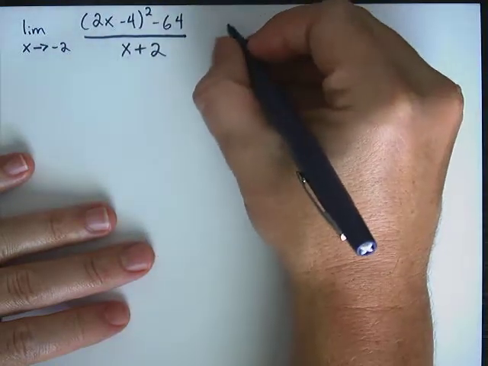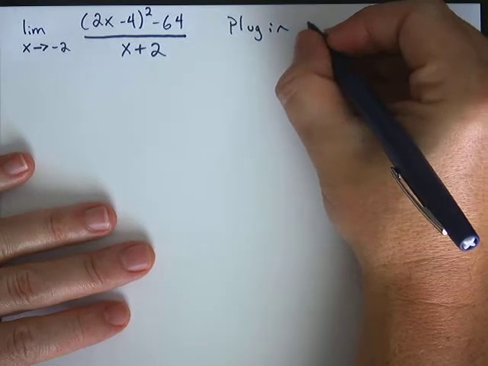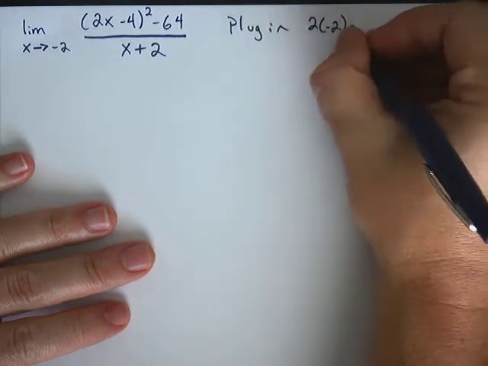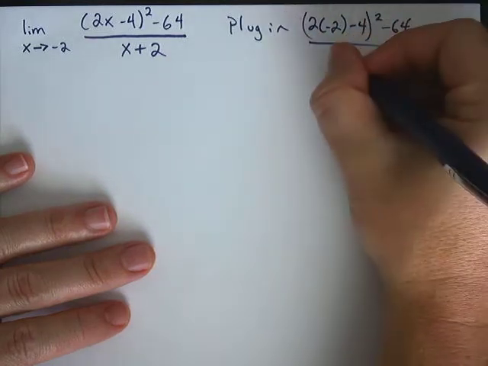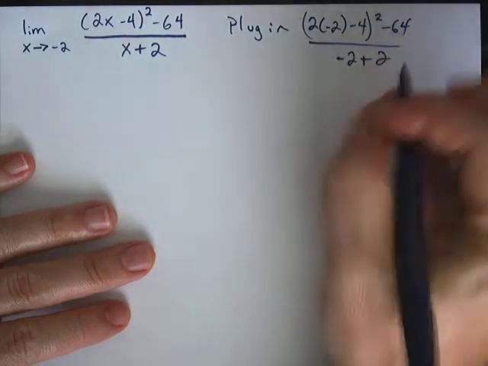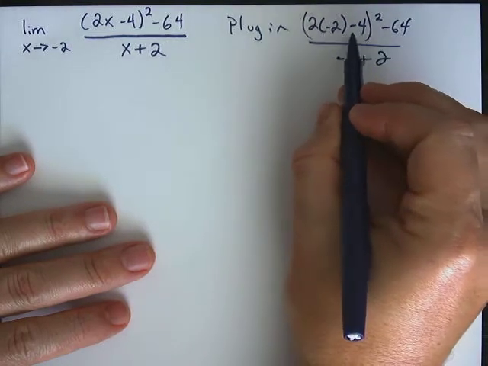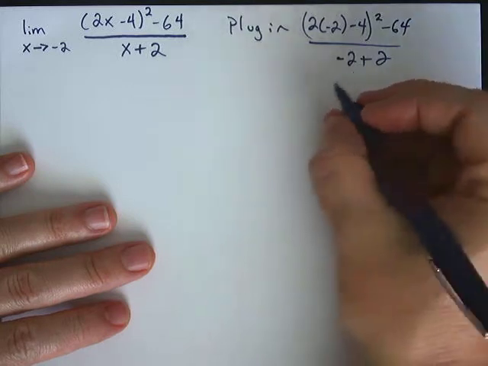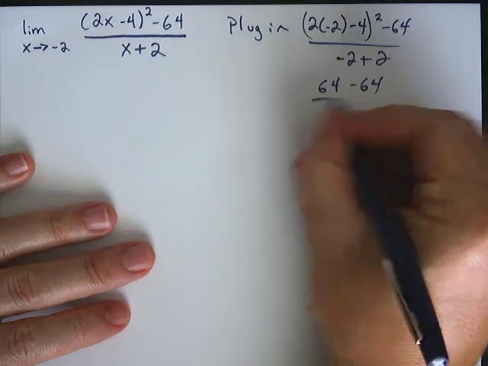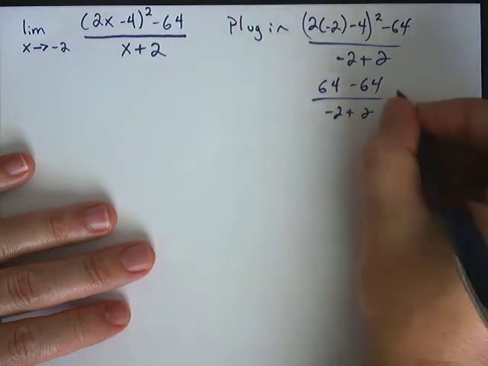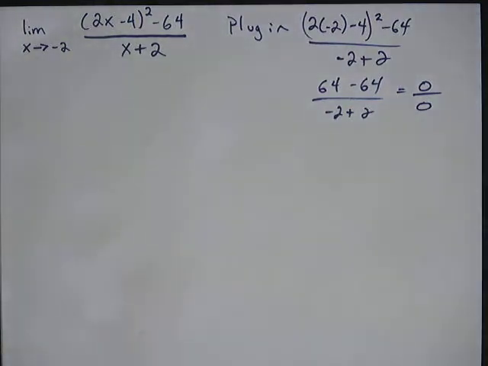It's probably going to be 0 over 0. So if we just plug in, let's go ahead and do that. So we would get 2 times negative 2 minus 4 squared minus 64 over negative 2 plus 2. Okay, so that's going to be negative 4, another negative 4. That's negative 8 squared is 64. So you get 64 minus 64 over negative 2 plus 2, which is 0 over 0. Okay, so that didn't work. 0 over 0 doesn't help us at all.